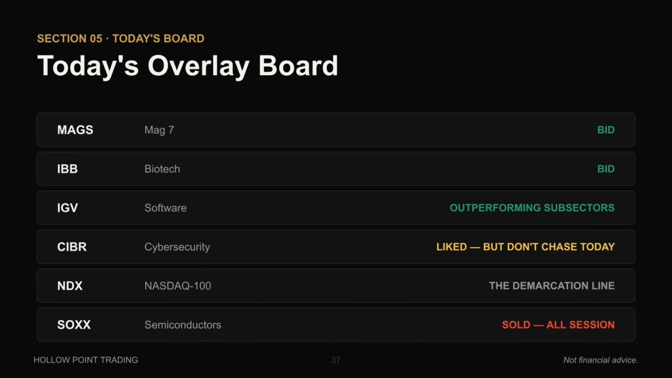Looking at today's overlay board, we see a clear distinction. Large caps, biotech, and software sectors were seeing bids, while semiconductors were under consistent selling pressure throughout the session. This highlights where the institutional capital was focused today.